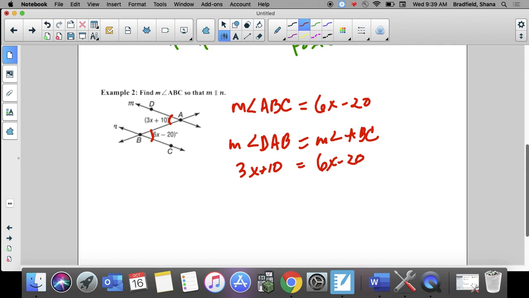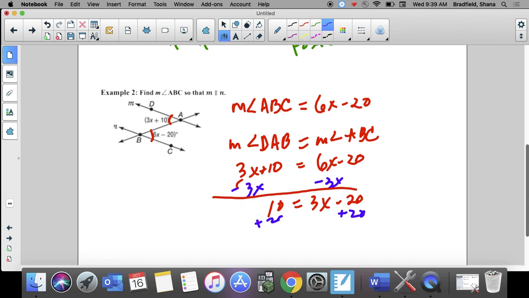And so we can solve for x. Then I'm going to subtract 3x from both sides. And that gives me 10 is equal to 3x minus 20. And then I'm going to add 20, and we get 30 equals 3x. And when I divide by 3, I get x equals 10. So we got x equals 10.